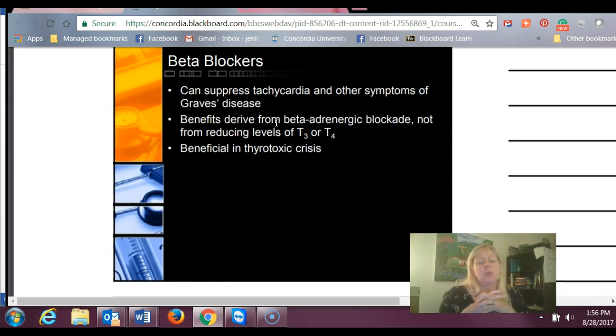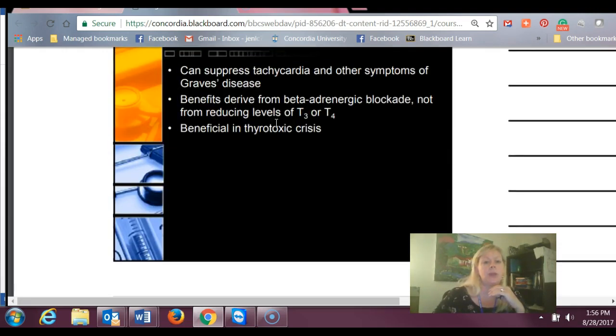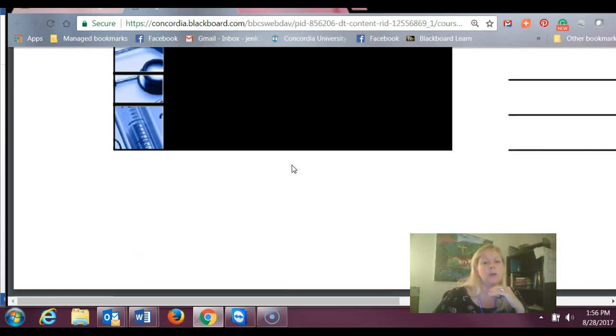So beta blockers, which we talked about already, I seem to jump ahead. I just didn't know what the slide was. So it can suppress tachycardia and other symptoms, and the benefits derive from beta-adrenergic blockade, not from reducing levels. So it has really nothing to do with reducing levels of T3 or T4 in the thyroid. It has to do with the beta-adrenergic blockade in the heart. So it's reducing the workload of the heart, therefore reducing your heart rate, which tends to go up with hyperthyroidism. If someone's in a thyrotoxic crisis, they're going to have tachycardia.